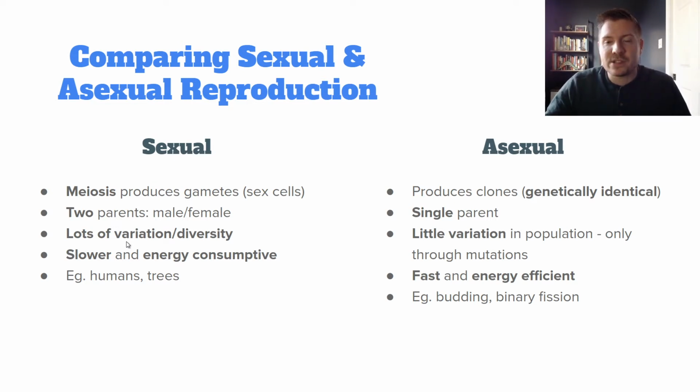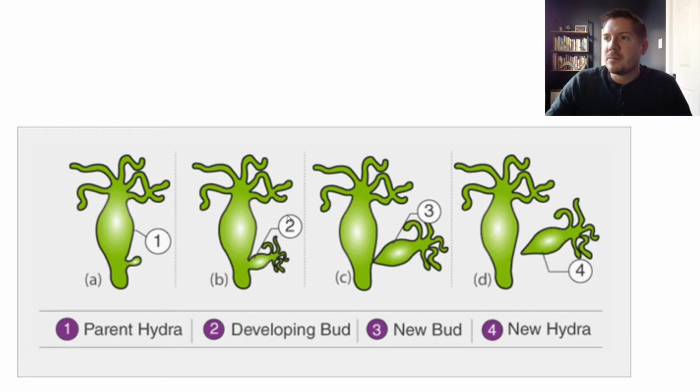One of the benefits of this is much more variation and diversity, which is very useful when populations are adapting to environmental changes. However, this type of reproduction is slower, takes more energy, and so that's a disadvantage compared to asexual reproduction. This is an example of an organism that can reproduce asexually, a hydra. This is budding. One can separate from the parent, but it's a cloning process, so you don't get genetic variation, but it is faster and easier to reproduce this way.